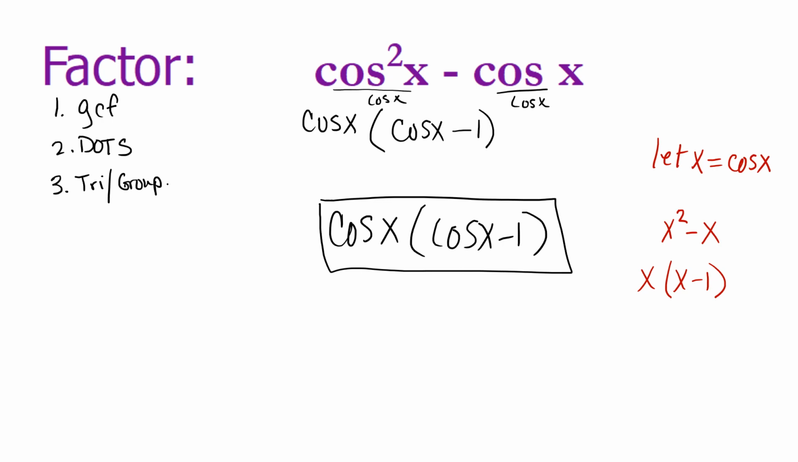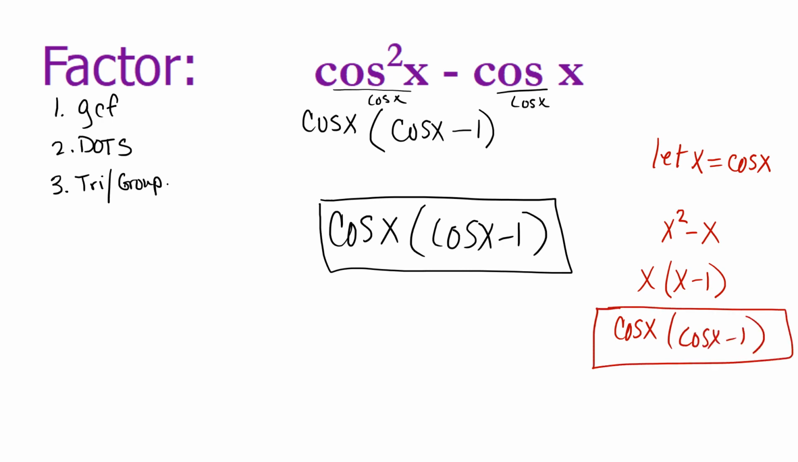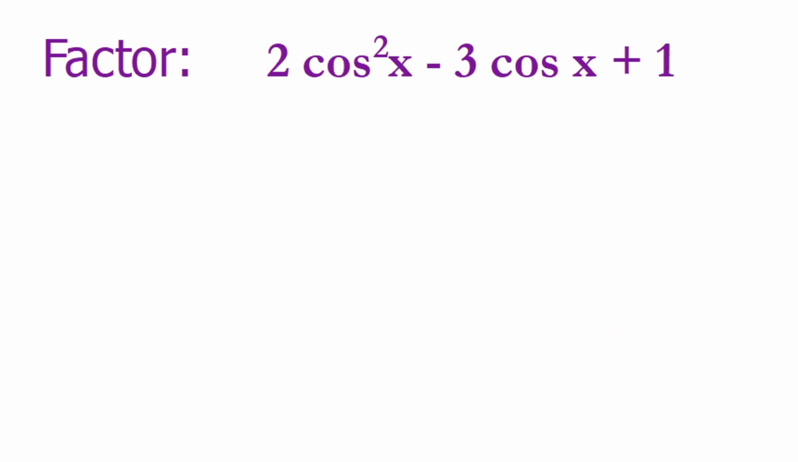So you can take this step, and then you would have to go back and replace your x's with cosines so that you get the factor that we did have, cosine of x multiplied by cosine of x minus 1. Okay, with GCF problems, you usually pick those up fast enough, so you don't have to do that step. But for our trinomials, like in this example, 2 cosine squared of x minus 3 cosine of x plus 1, it will help us if we let something replace the cosine so we can process it through like a regular factoring example.